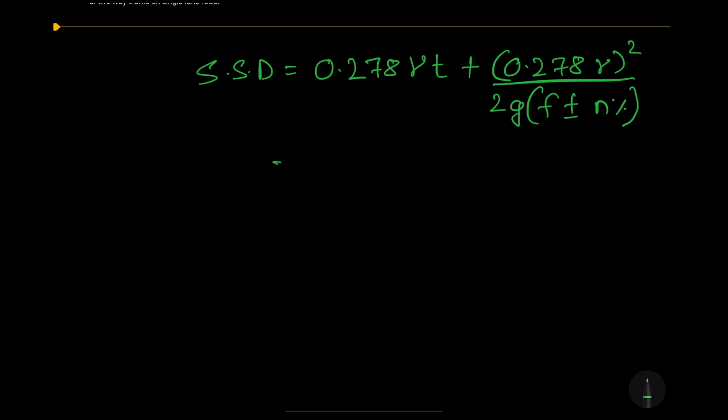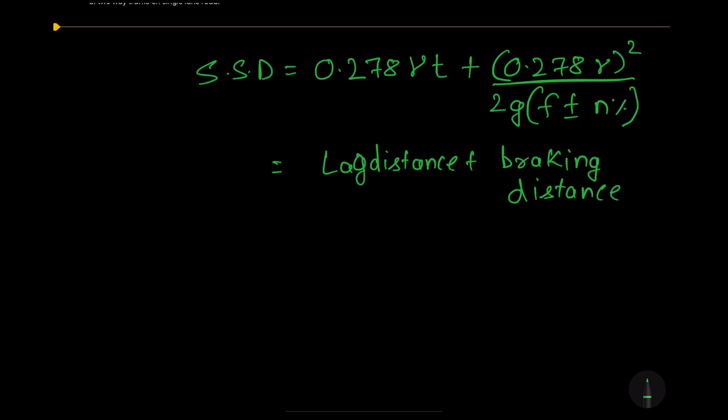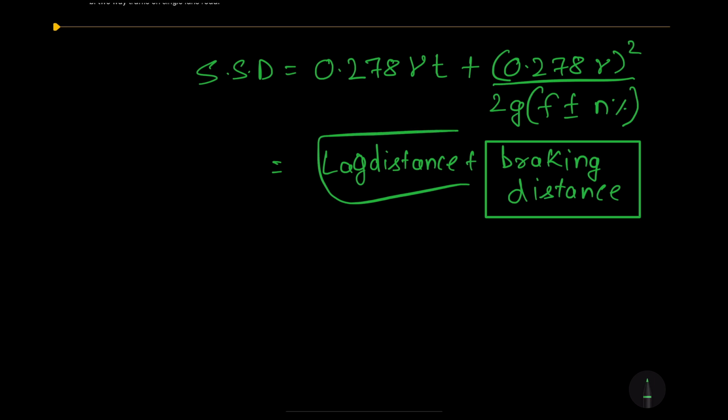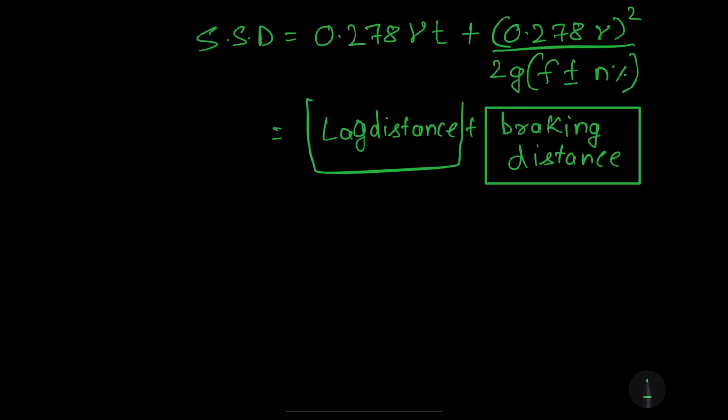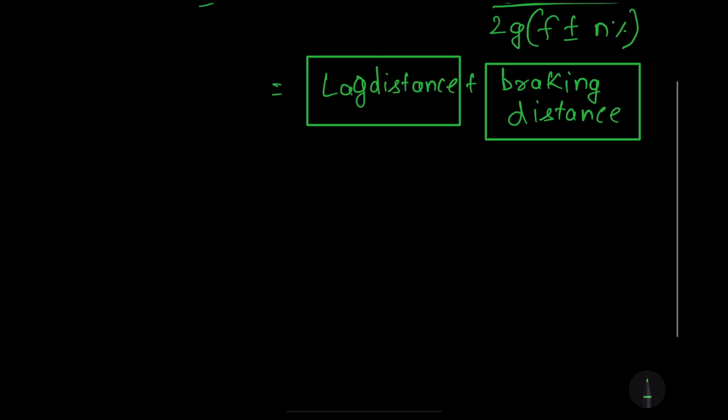So this can also be understood as: this is the lag distance, and this is the braking distance, which is the distance covered by the vehicle when the brakes are applied. The lag distance is the distance covered while taking the decision to apply the brakes.